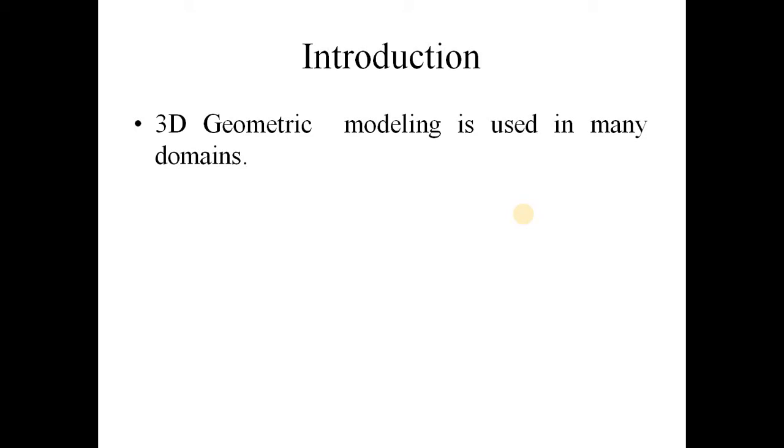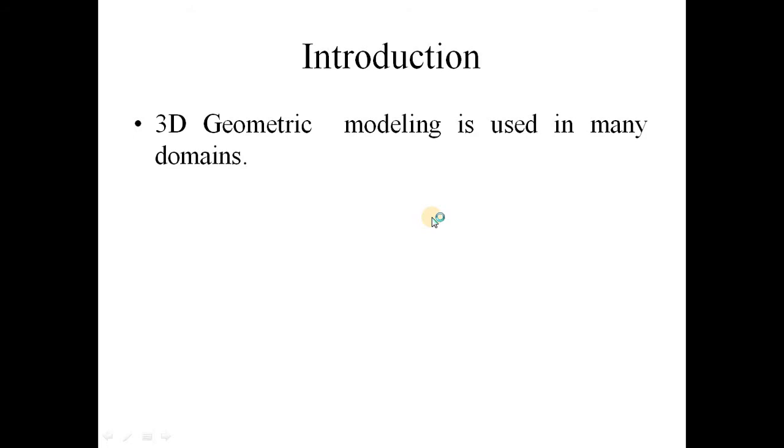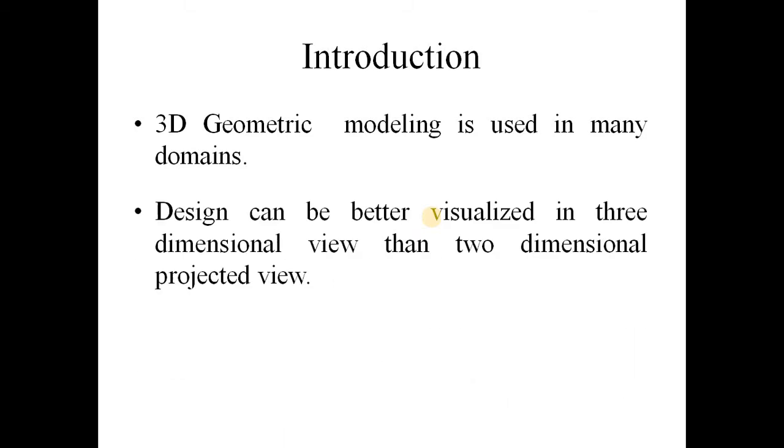Mechanical engineering, basically the component design applications is an example of 3D geometric modeling. Similarly, in architecture or civil engineering also a lot of 3D models are being used. So this 3D modeling is nowadays very popular in various domains.